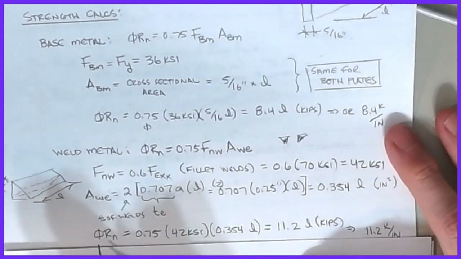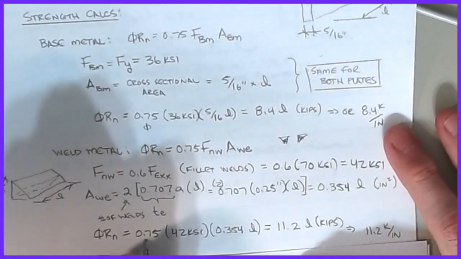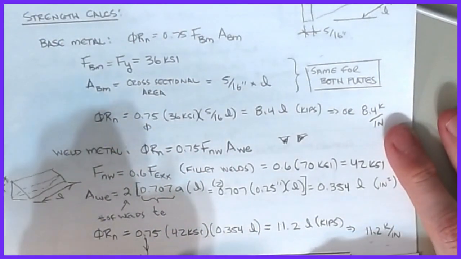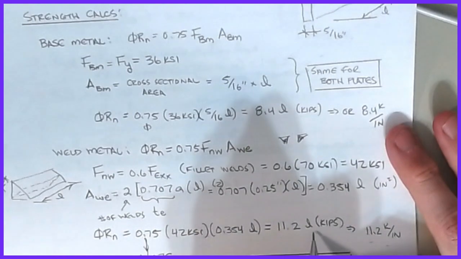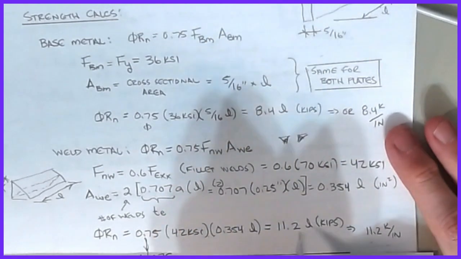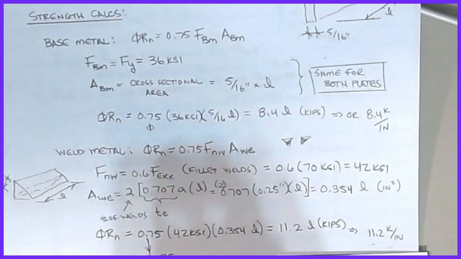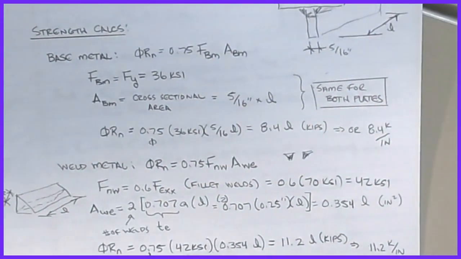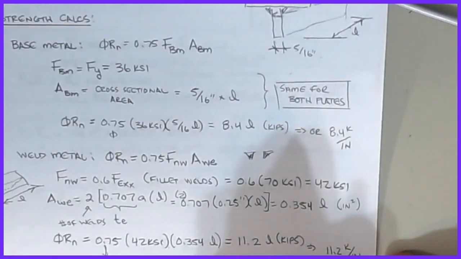Then I can plug all of this into my capacity calculation. Phi is equal to 0.75. Here's the stress, and here's the number that we calculated for the area of the weld. And so we get a value of 11.2 times L kips, which is the same thing as 11.2 kips per inch. The capacity of this thing is the smaller of the two. The smallest controls. In this case, I had 8.4 on the base metal and 11.2 on the weld. So this is 8.4 kips per inch, and we could put a note that says base metal controls.